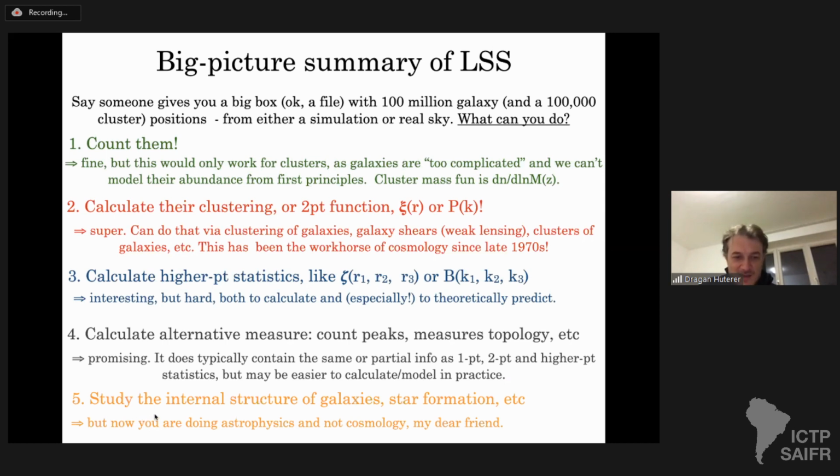And then finally, this is a catch-all for complication. You can study internal structure of galaxies and star formation, etc. But that's also tough to connect to fundamental theory. Say, for example, you want to get insight on inflationary parameters. So these are your choices, what you can do. Number 2 is the workhorse by far. And after that follows some combination of number 1 and number 3, and number 4 is still behind.